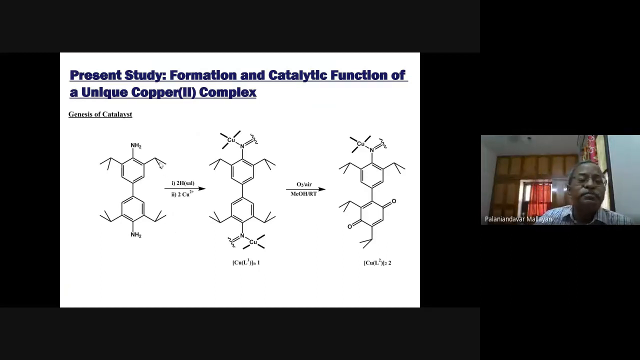So this is the amine. What is the genesis of the catalyst? This is the amine used by the student, right? So she condenses this amine with salicylaldehyde, a Schiff base, and she prepared the copper compound. When she exposed this copper compound, carried out the reaction in methanol at room temperature, she got this particular copper compound. See, just see what you got. You have two diethyl groups, and see, you have two diethyl groups here.